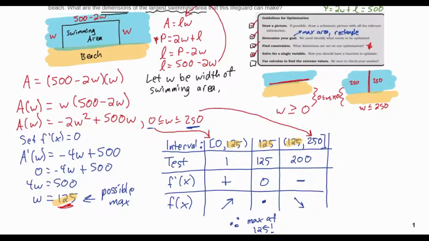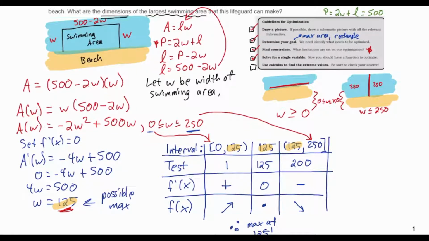So the question, we've shown that the possible max width, or the max width, is 125, but we haven't actually stated the dimensions, which is required to answer the question. So let's finish this up. Therefore, our width is 125. Our length is 500 minus 2 times 125. Remember, we're just using our equation from up here. 500 minus 2 times 125 is 250.